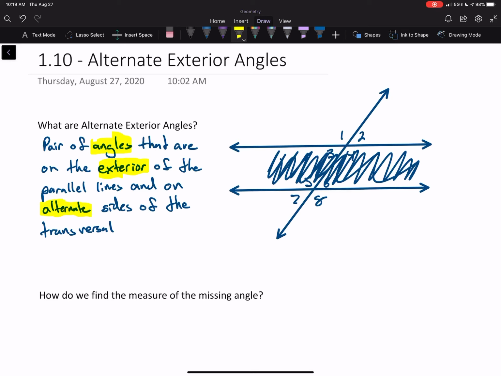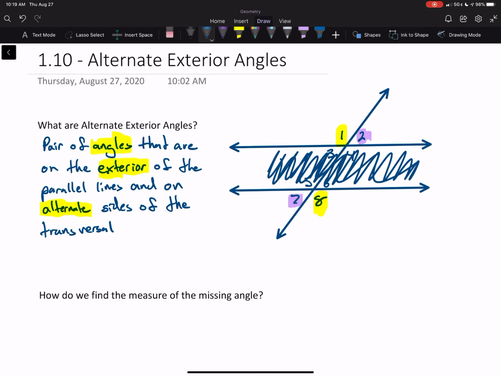All right, so we're talking about angles 1 and 8, or angles 2 and 7 in this case. So these are on opposite sides. If you look at 1 and 8, they're exterior, so they're outside of the parallel lines, and 1 is on the left, 8 is on the right. Same with 2 and 7. They're both exterior from the parallel lines. 2 is on the right, 7 is on the left.